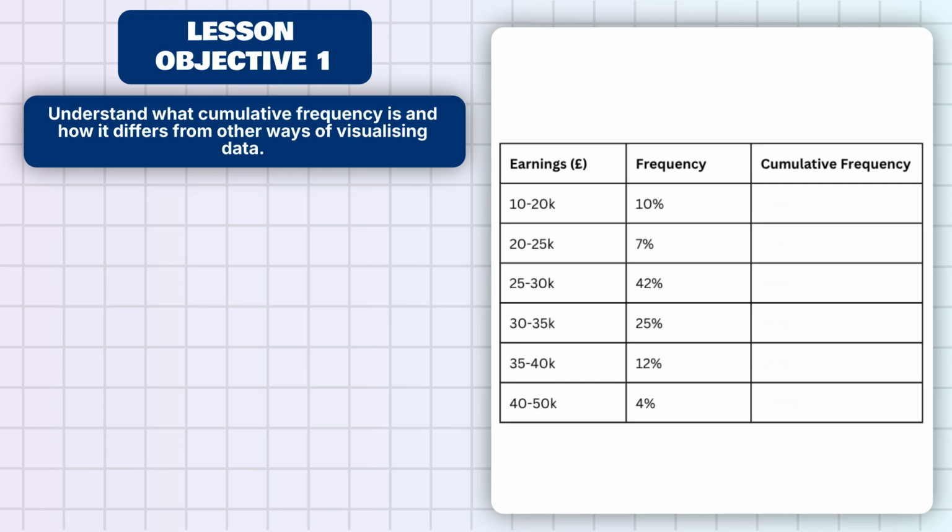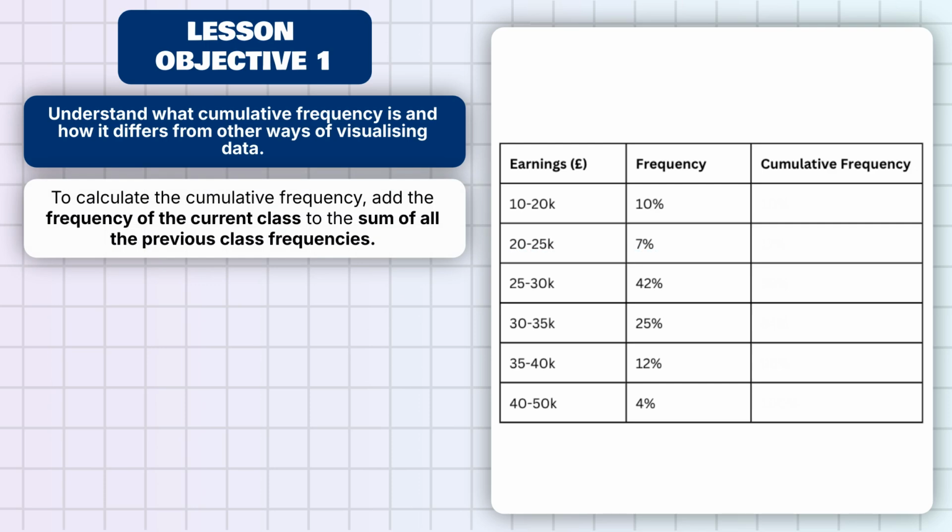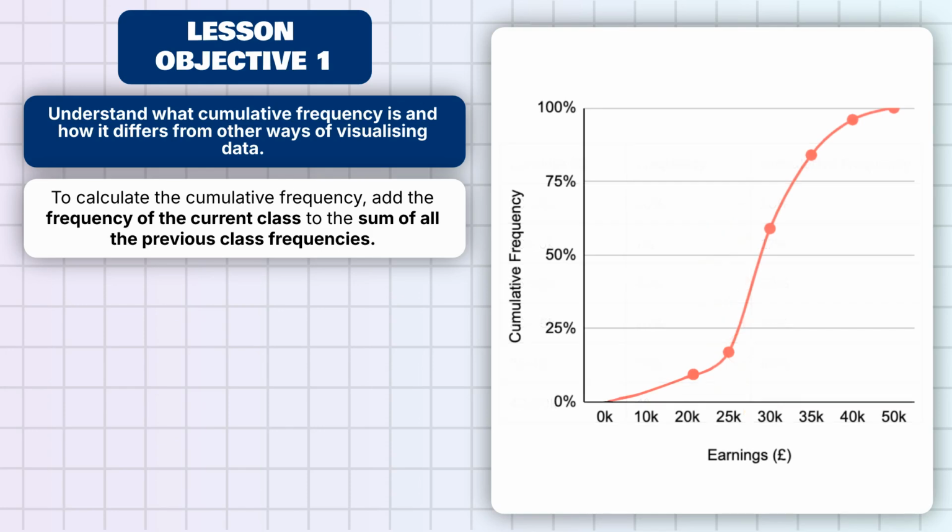To illustrate, let's look at an example. Imagine we are analyzing wages in a population. 10% of the population earn between £10,000 and £20,000. 7% earn between £20,000 and £25,000. Let's calculate our cumulative frequency points. For the first class, 10 to 20K, the cumulative frequency is 10%. For the second class, 20 to 25K, the cumulative frequency will be 10% plus 7% to make 17%. Calculate the cumulative frequency for every row in the table. These points will be plotted on our cumulative frequency graph.